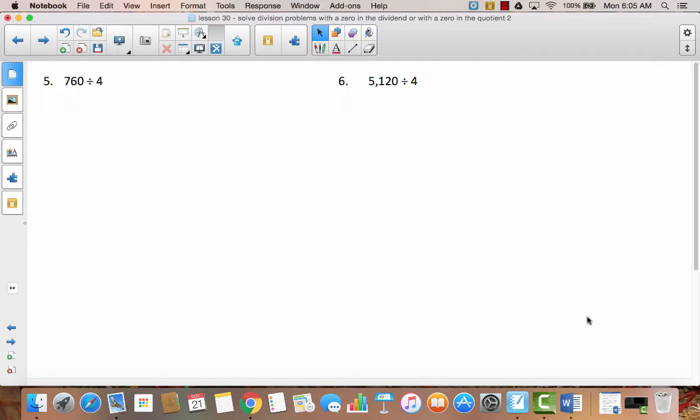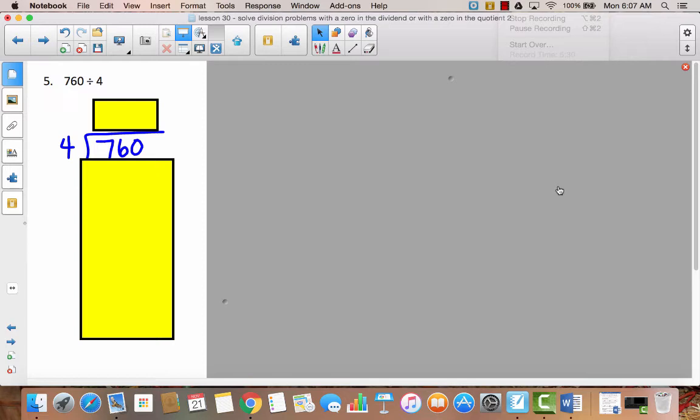Again, I'd like for you to try to do as much of this problem as you can, all by yourself. If you get stuck, you can always press play. Okay, so let's take a look at 760 divided by 4.